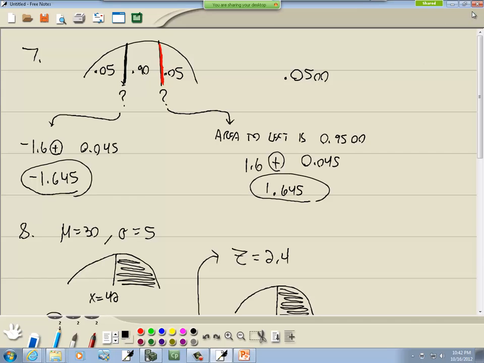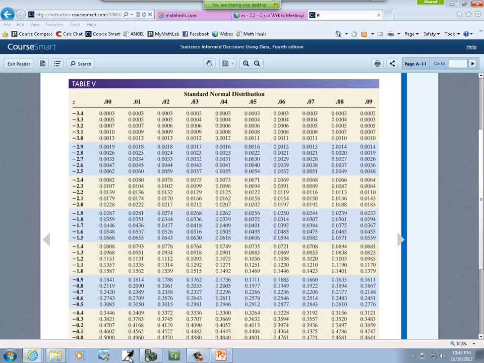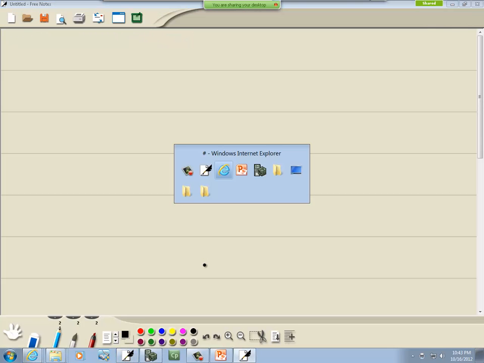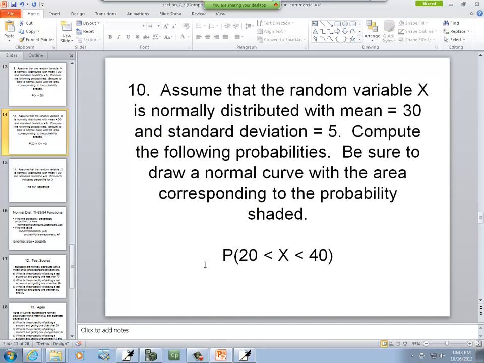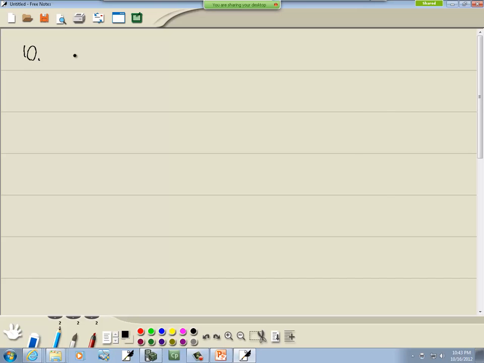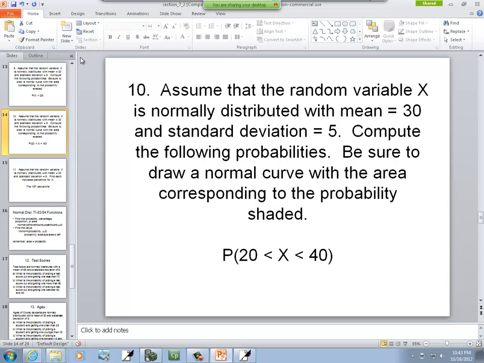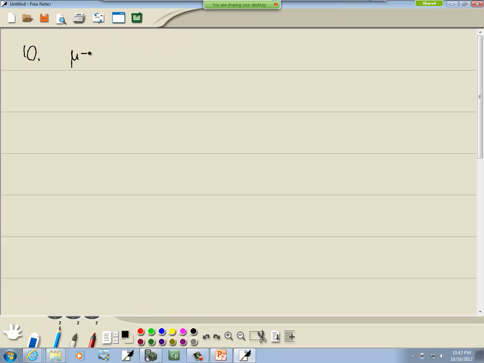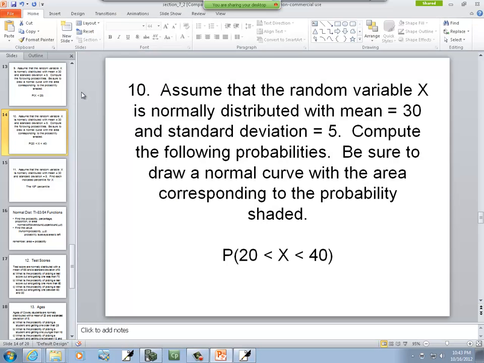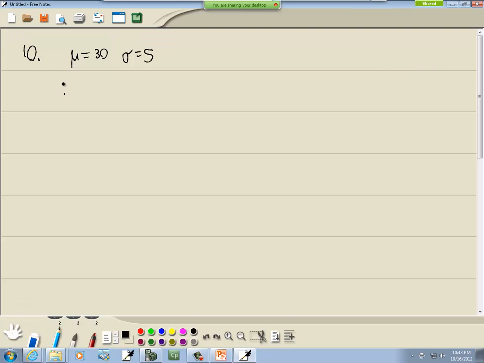And let's look at our next problem. Probability, well, first the mean. Mean is 30, standard deviation is 5. And it says find the probability between 20 and 40.